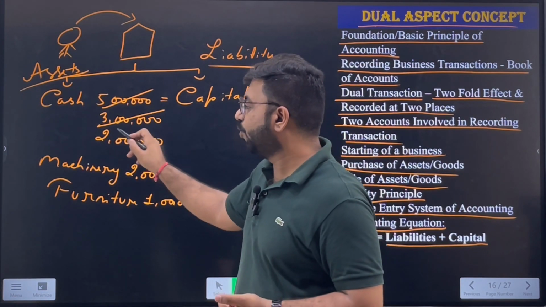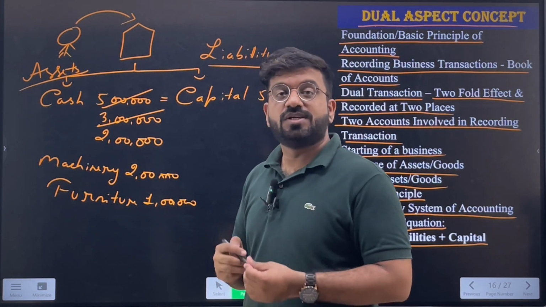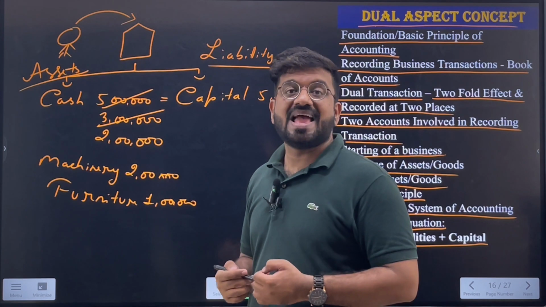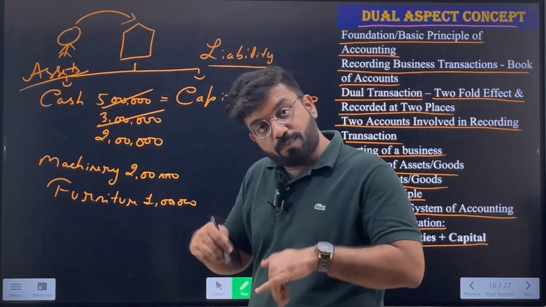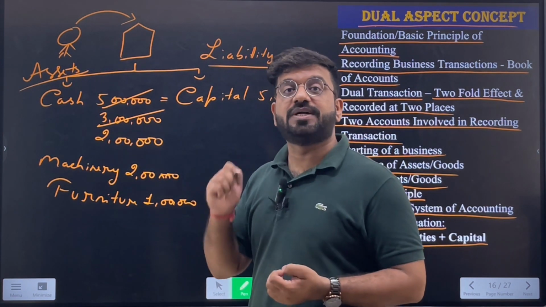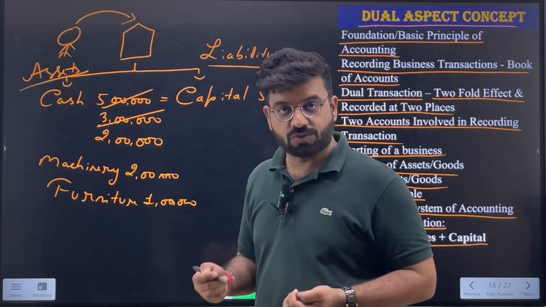Now the question arises, from where will I get 5 lakhs? Because in cash, I only have 2 lakhs. So what I'm doing is I am taking a loan from the bank in order to purchase that building. I will go to the bank and ask for 5 lakhs. So now the bank will give me 5 lakhs in cash.